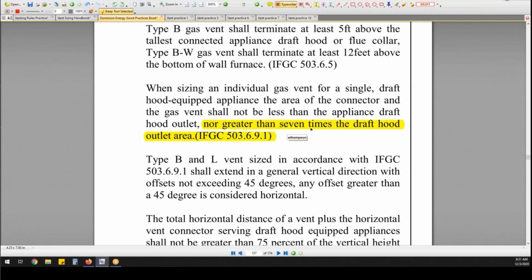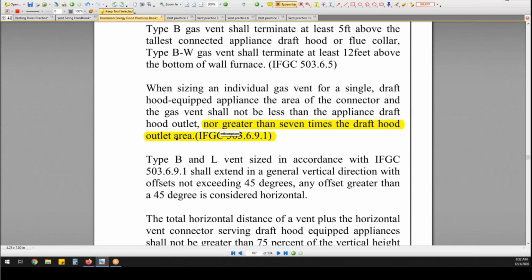You may have heard that some of the HVAC guys sometimes refer to the 7 times rule. This is all it means, is that when you're sizing an individual gas vent for a single draft hood equipped appliance, so one appliance with a draft hood, the area of the connector, so the pipe that connects to the appliance, and the gas vent, so the whole venting system, shall not be less than the appliance draft hood outlet. So let's say the outlet was 4 inches, so we couldn't hook 3 inches to 4 inches, nor can it be greater than 7 times the draft hood outlet area. And when they say area, they're talking about the square inches.